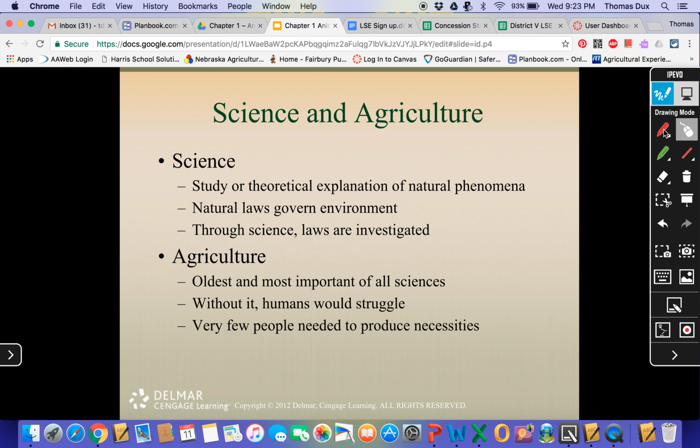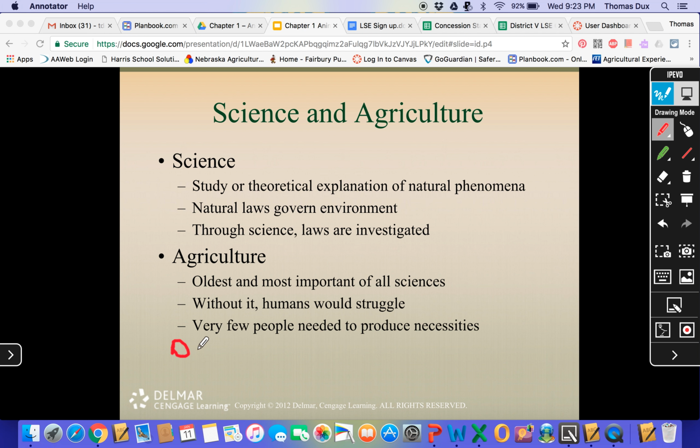But agriculture, we know, is one of the oldest and most important of all sciences. Very few people are needed to produce the necessities of it, and without it, humans would struggle. So agriculture, we know, is really the science behind the domestication.